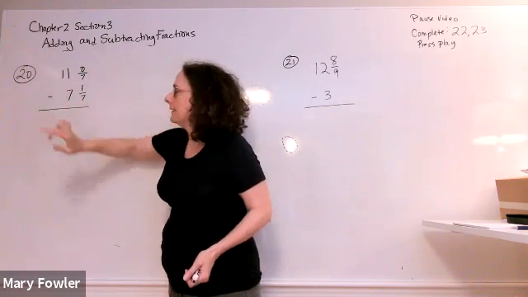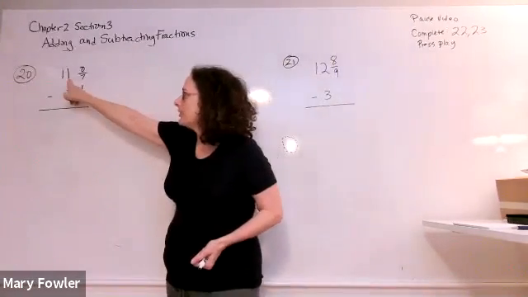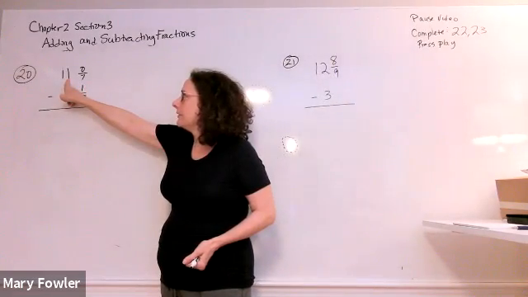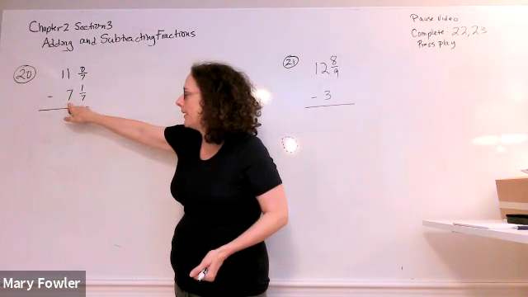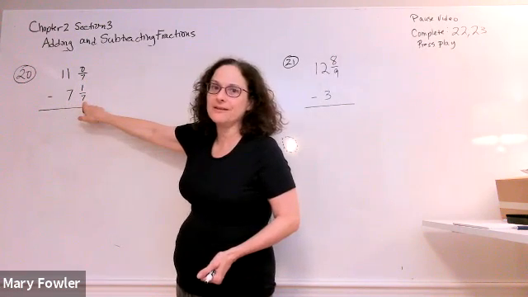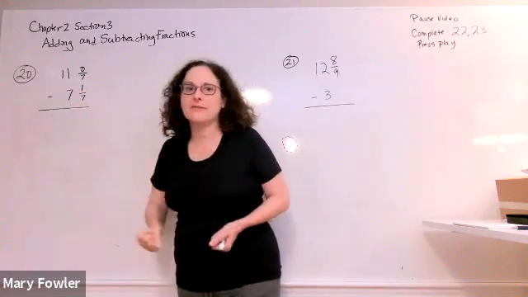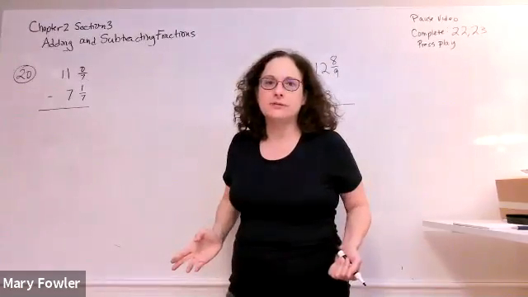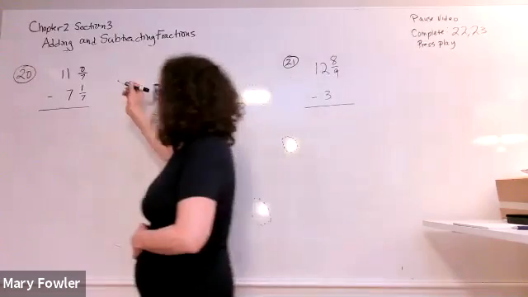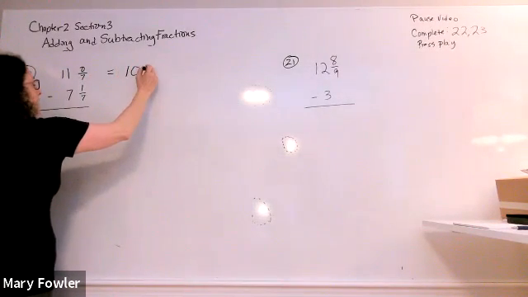Okay, so if you want to think about the pans of brownies, right? So we have 11 whole pans of brownies. And we need to take away from it 7 whole pans of brownies and 1/7. So what I have to do is, in order to get the 1/7, I'm going to actually have to take one of those pans and break it up into 7 pieces. So I'm going to rewrite 11 as 10 and 7/7.